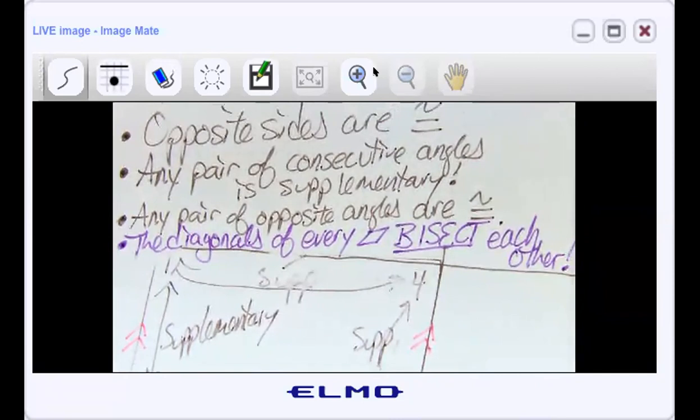So if you have a ruler and you really take the time to draw yourself an accurate parallelogram, so you really do have both pairs of opposite sides parallel, if you go ahead and draw in those two diagonals and measure them, they really will bisect each other. How cool.